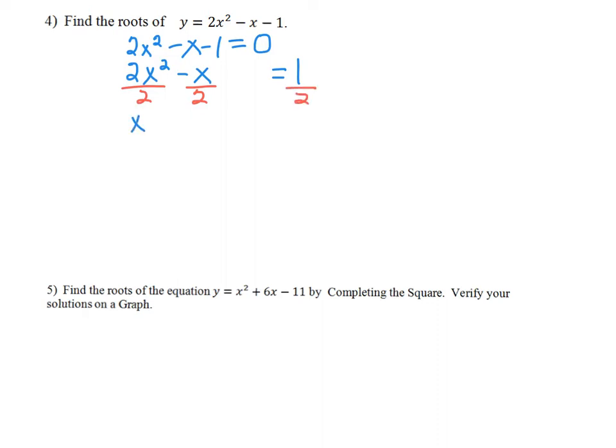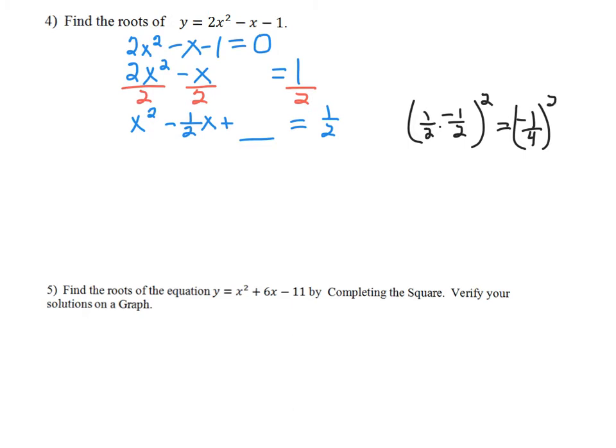So I now have x squared. I'm going to think of this as minus 1/2 times x. And again, I've got to add something to that side to complete the square. On the right side, I've got 1/2. So let's go off to the side, and my b term is negative 1/2. I need to take half of that b term and then square it. So that's the same as saying 1/4, negative 1/4 squared.